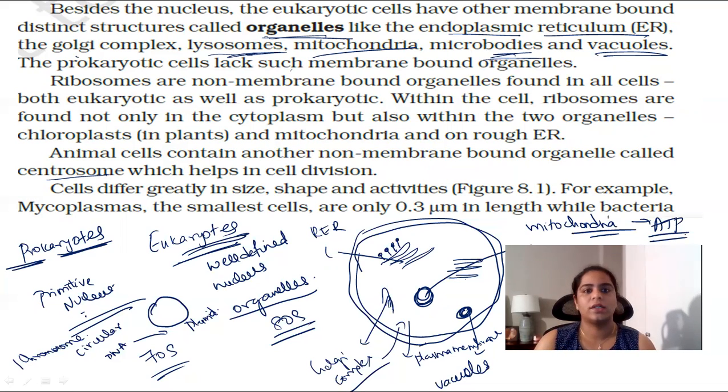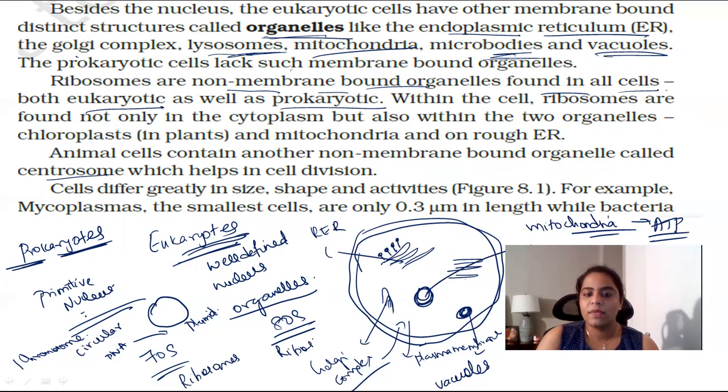to do work. Okay. Ribosomes are non-membrane bound organelles found in all cells, both eukaryotic and prokaryotic. So both have ribosomes, and the important thing is that in both there is no membrane surrounding them. Okay.